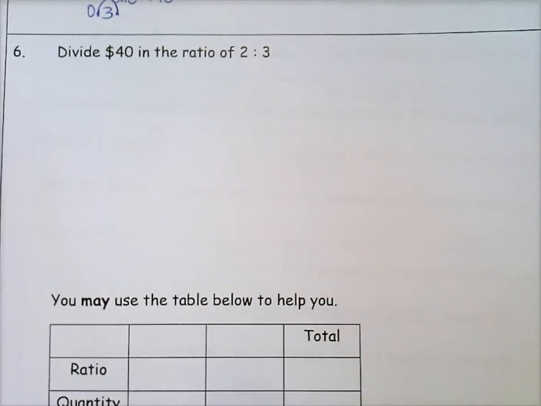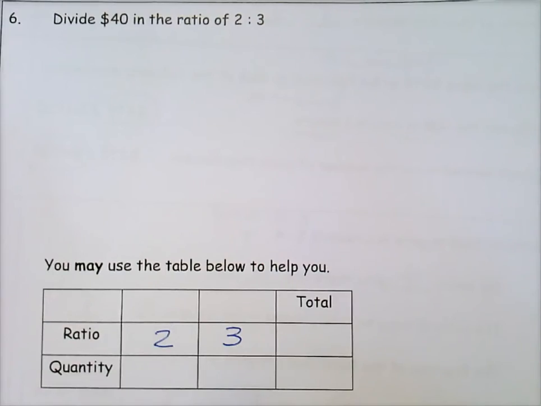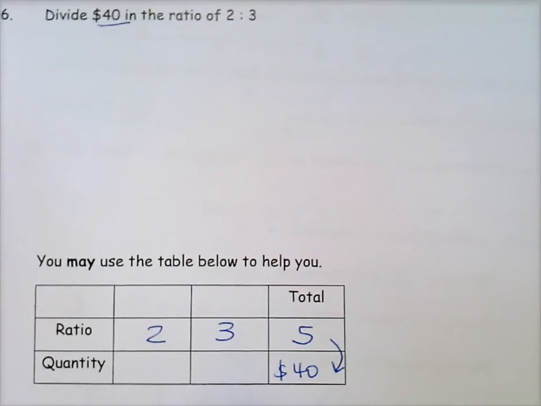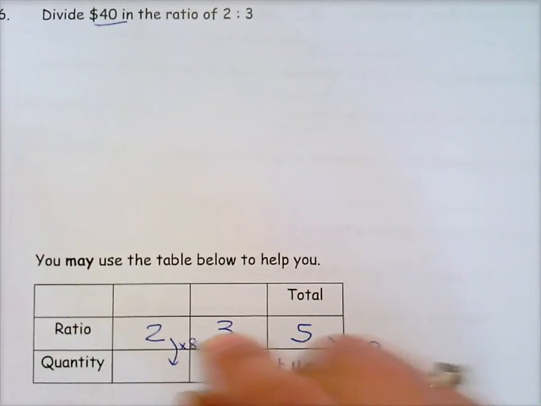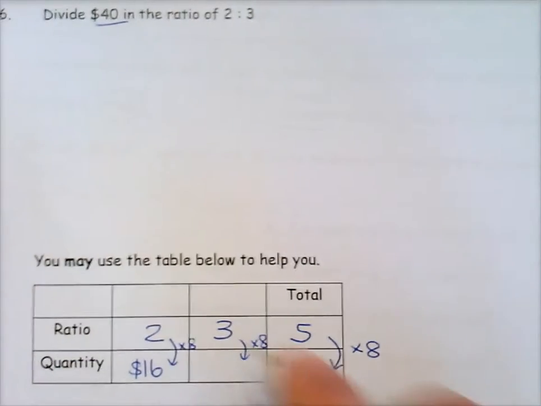Now, dividing $40 in the ratio of 2 to 3, we're going to use our table method. The ratio is 2 to 3. Do you remember what we do now? What's the total? What's 2 plus 3? 5. Now, divide $40 in that ratio. Where do I put the 40? Then I say to myself, how do I get from 5 to 40? Using times tables only, it's times 8. So with all the others, I times 8 and I times 8. 2 times 8, 16. 3 times 8, 24.